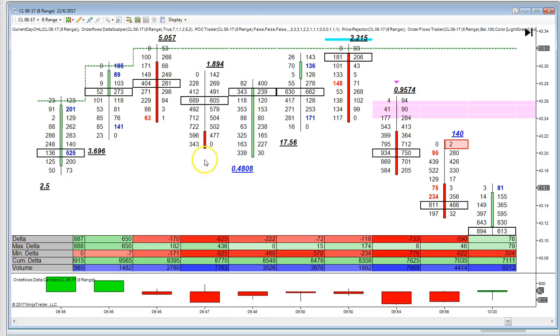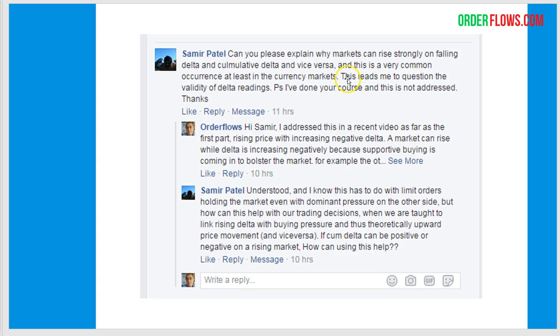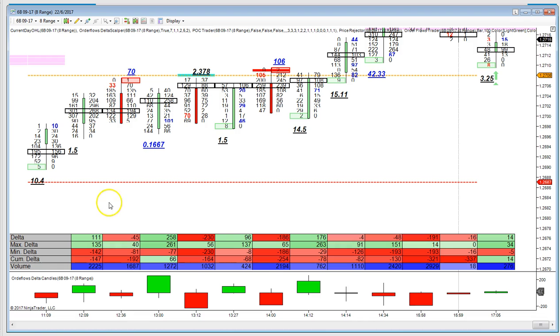That's how a market can rise strongly on falling delta. Oh, that's not really falling delta. That's still negative delta. I really want to address your question precisely. But again, today the market conditions aren't really there.